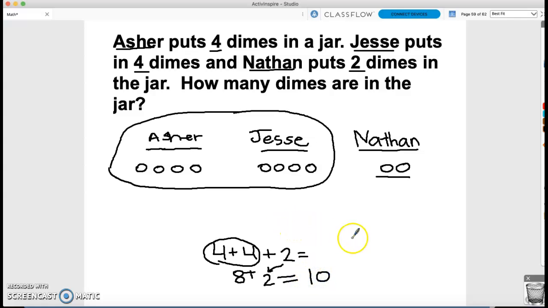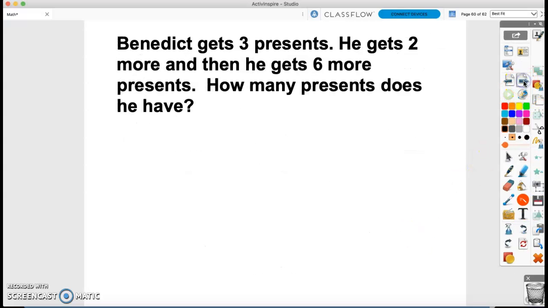So we need to write our answer. How many dimes are in the jar? 10 dimes. All right, let's go to the next one.